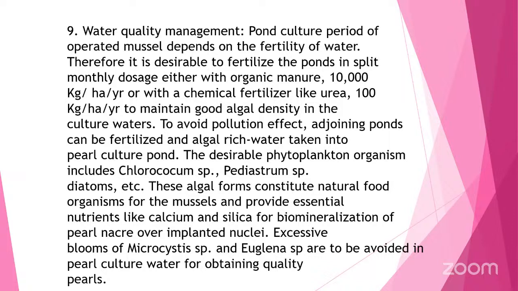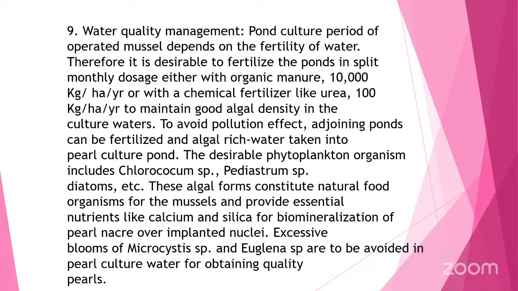Water quality management. Pond culture period of operated mussel depends on the fertility of water. Therefore, it is desirable to fertilize the ponds in split monthly doses, either with organic manure, that is 10,000 kg per hectare per year, or with a chemical fertilizer like urea, 100 kg per hectare per year, to maintain good algal density in the culture waters. To avoid pollution effect, adjoining ponds can be fertilized and algal-rich water taken into the pearl culture pond.